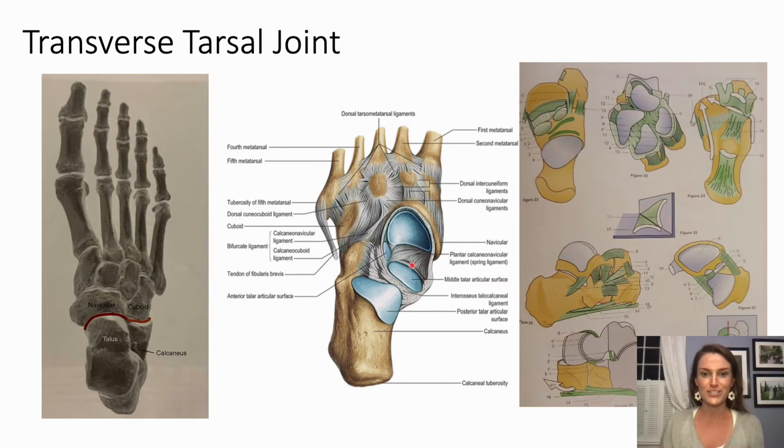The transverse tarsal joint, so that is our talonavicular and our calcaneocuboid joint. And so the calcaneus is concave superiorly and convex inferiorly, and the cuboid is actually reciprocal of that. And then the talus is convex and the navicular is concave, and the navicular and cuboid have a plane joint. And then there are ligaments that surround all of these joints that are shown in these pictures.